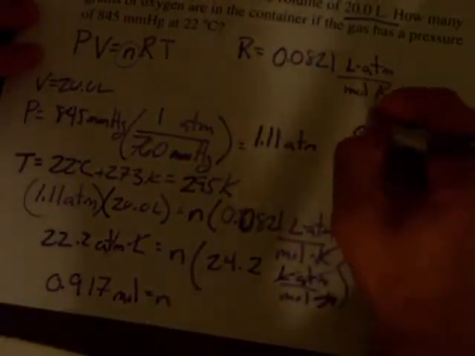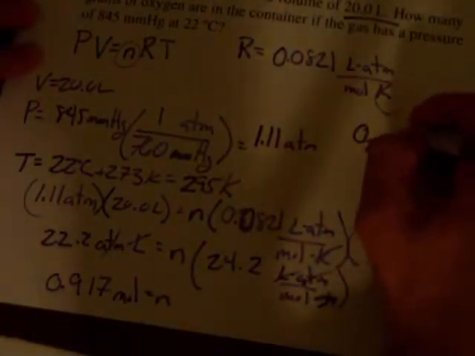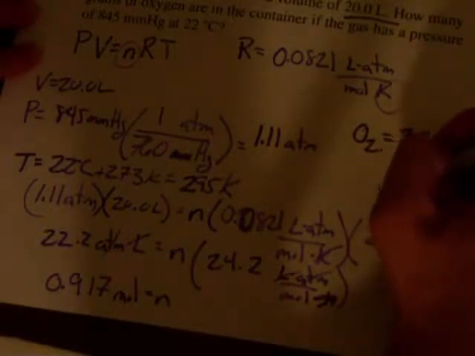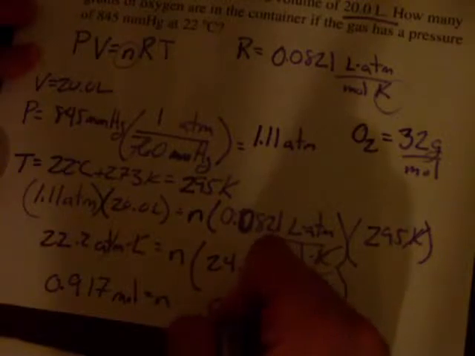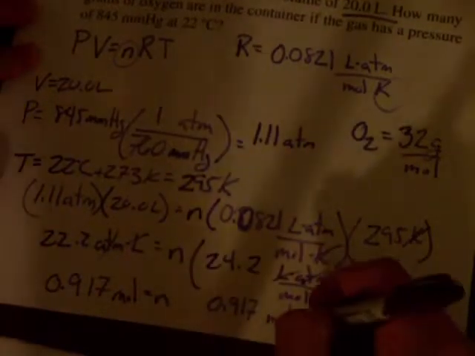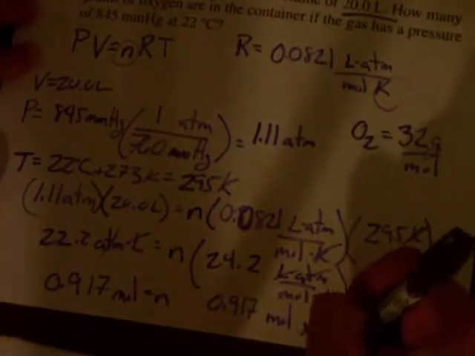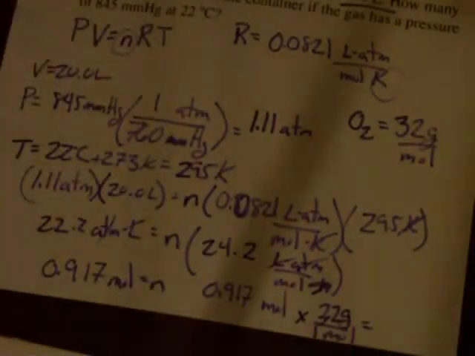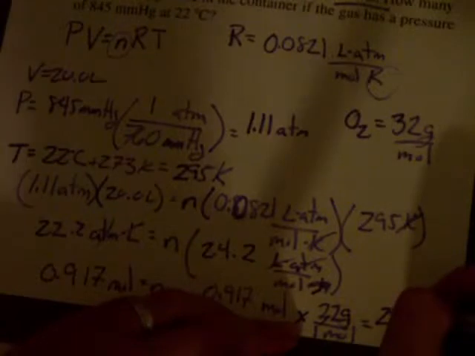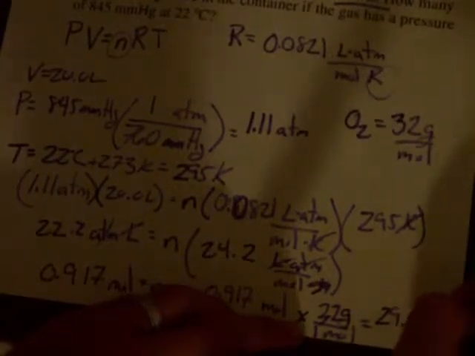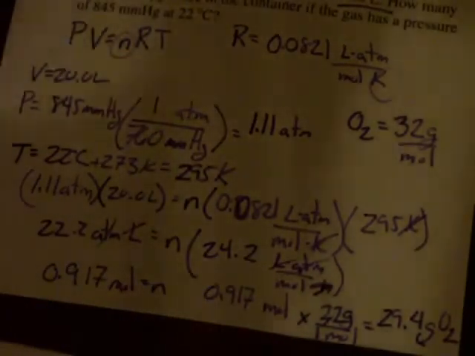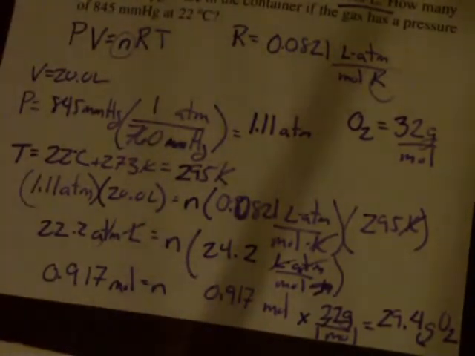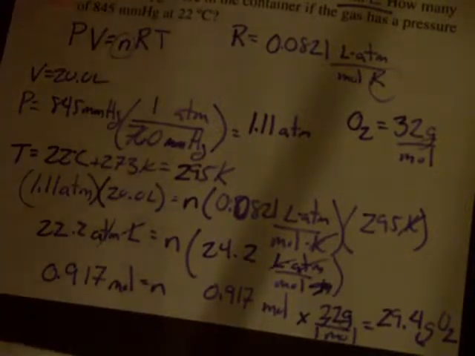So, oxygen gas is O2, and that has a molar mass of 32 grams per mole. And so we take 0.917 moles times, we want grams on top, moles on bottom, 32 grams per 1 mole. So we take our 0.917 times 32 and we get a nice 29.4 grams of O2. And that gives us what we want. All right, there we go.